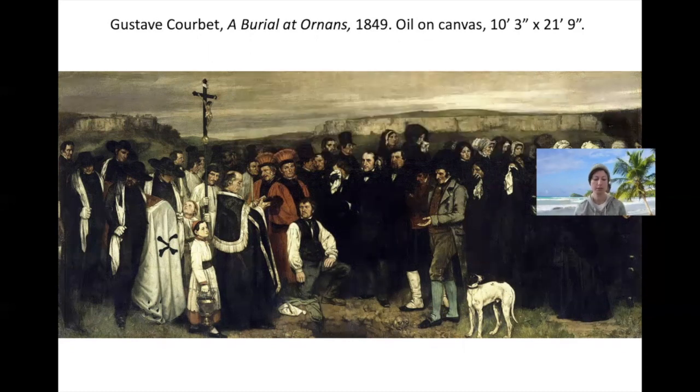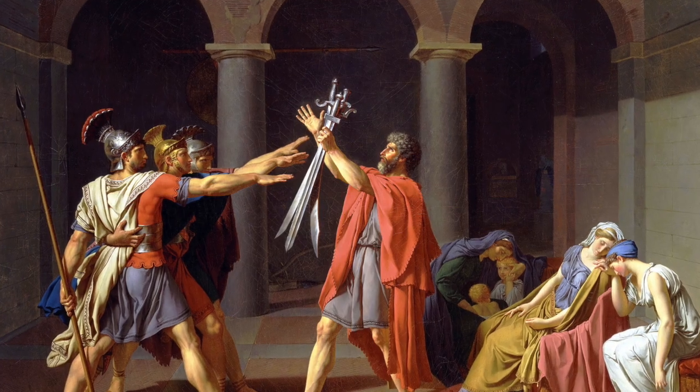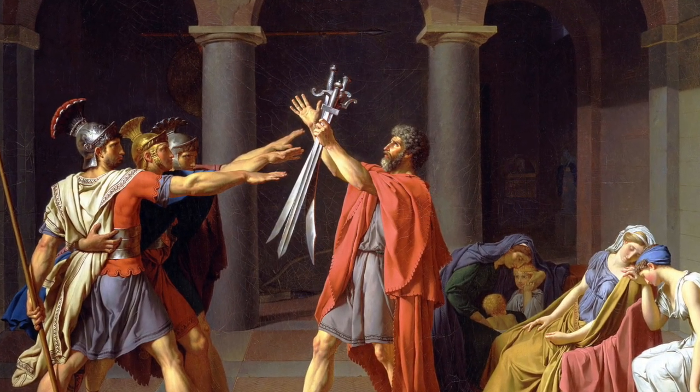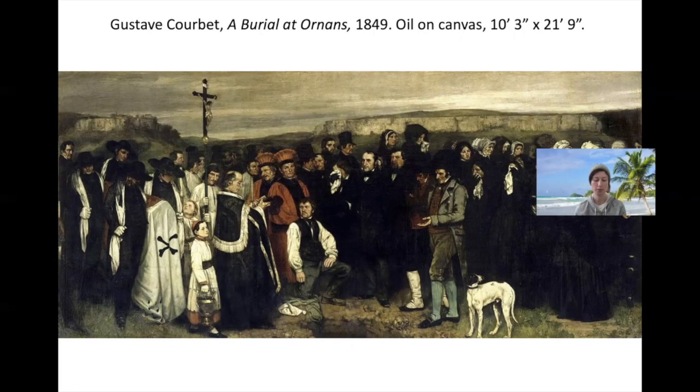But what makes this so revolutionary and modern is the fact that he painted such a regular, boring scene on such a monumental scale. Look at the size of this painting. It's 10 feet by 21 feet. Nobody had ever painted a scene like this on such a large canvas. This size had been reserved for only history paintings showing battle scenes or portraits of kings and queens, not the burial of a nobody out in the countryside.